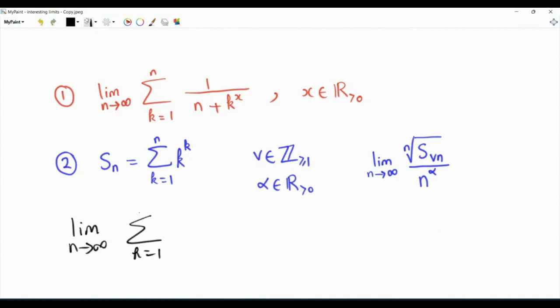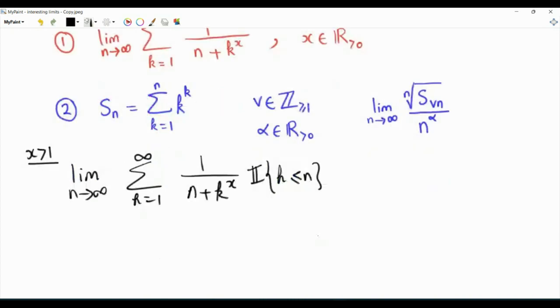And let's assume first that x is strictly greater than 1. I will write the sum as summation k from 1 to infinity, 1 over (n plus k) to the power x, and then I will put here an indicator that k is less than or equal to n. This is equal to 1 if k is less than or equal to n, 0 if k is greater than n. So we have the limit as n tends to infinity of this infinite sum of 1 over (n plus k) to the x, indicator k less than or equal to n.